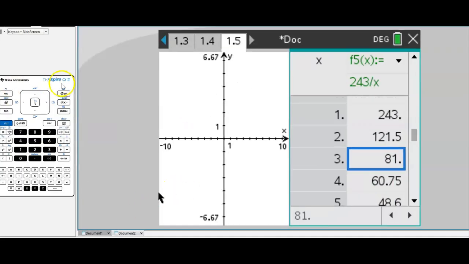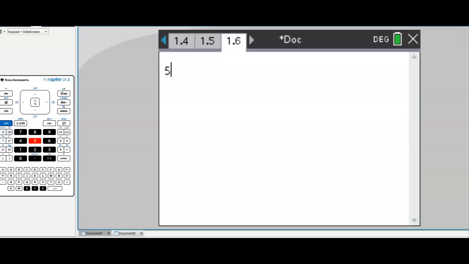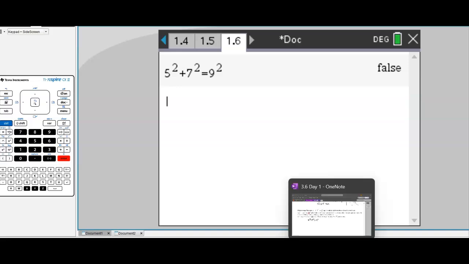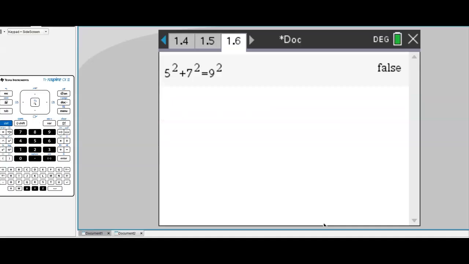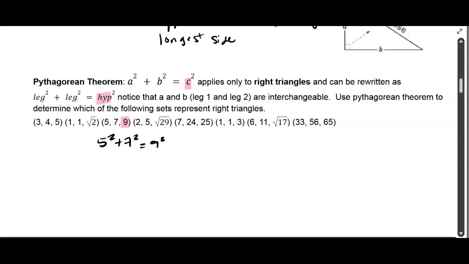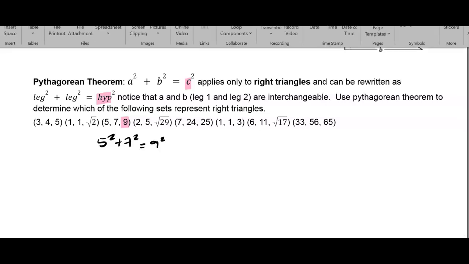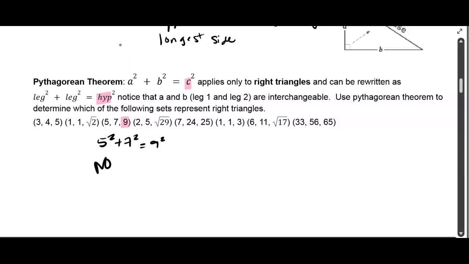So I'm going to go to my calculator page, and I'm going to put 5 squared plus 7 squared equals 9 squared, and it tells me false. Hopefully I used the right numbers. 5, 7, 9. So this is a false statement. So this actually is not a right triangle. And if it had said true, then yes, it is a right triangle. So don't forget that property. So, not a right triangle.